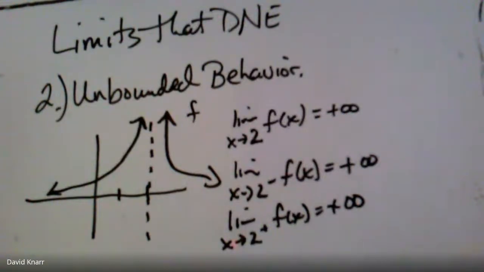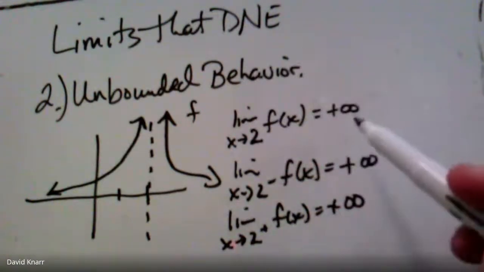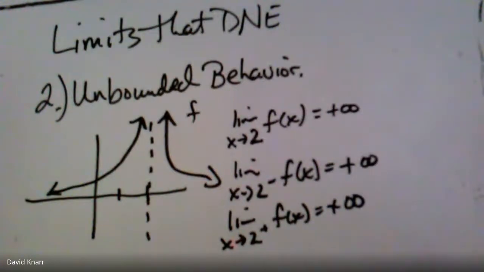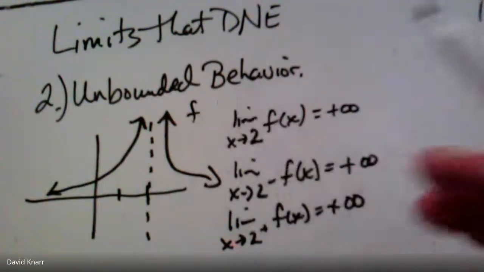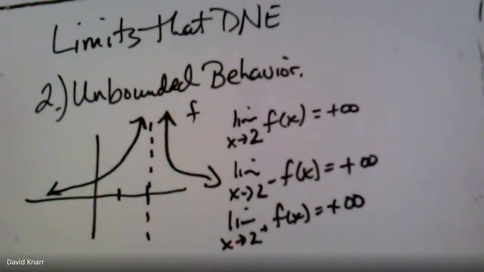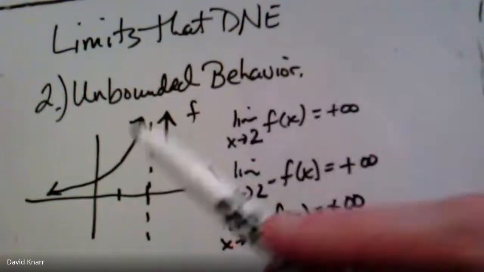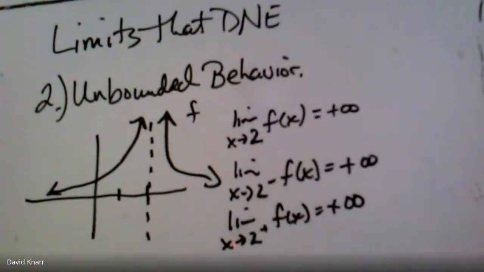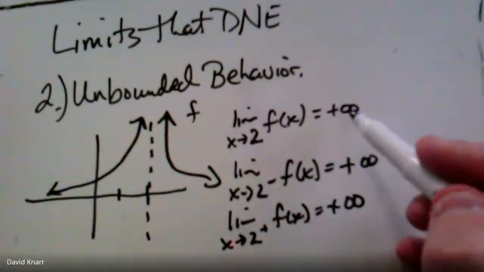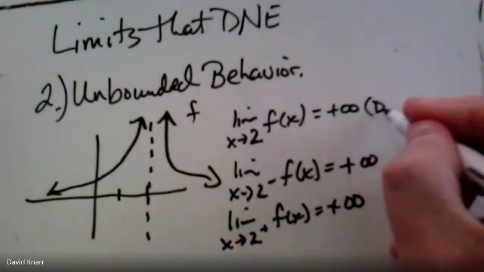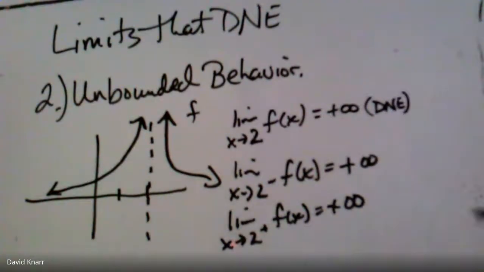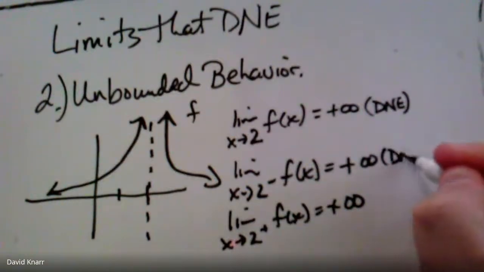Now, mathematically, technically, these are all types of unbounded behavior. This limit does not approach a finite value. It approaches what we call positive infinity, or it could approach negative infinity as well, just that this graph happened to approach positive infinity for both sides. Technically, these limits all do not exist. None of these limits actually exist.